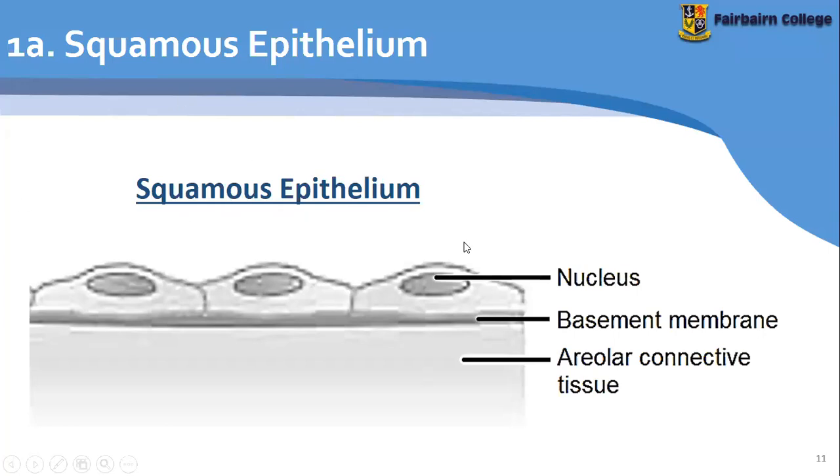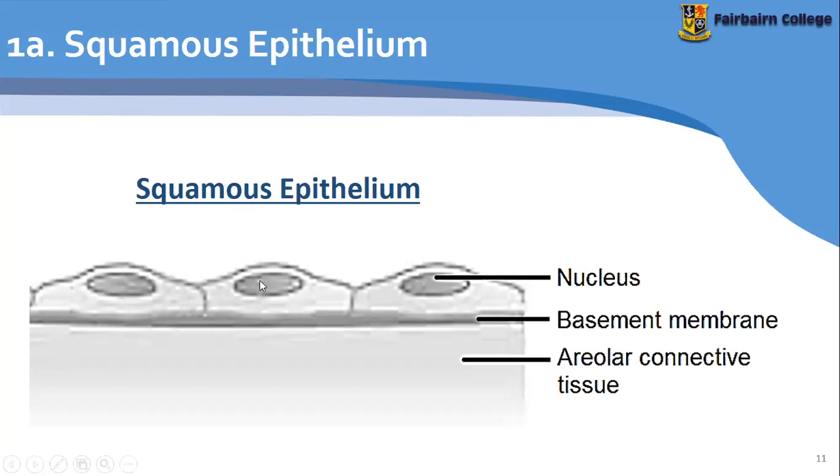So this first one, squamous epithelium, is very simple. You can see here the oval nucleus, and then all of the cells are on what we refer to as the basement membrane. It's just the membrane at the bottom of all of the cells, where all of them are connected to that membrane, basically.